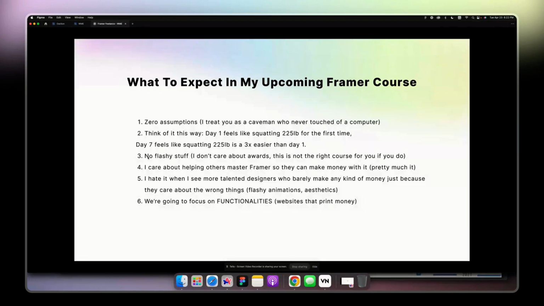Third point, no flashy stuff. I don't care about awards. This is not the right course for you if you do. If you're trying to design websites with Framer to win awards, definitely not for you. I care about helping others master Framer so they can make money with it. And that's pretty much it, because Framer is super easy to master. I'm not gonna lie, it's basically a joke.